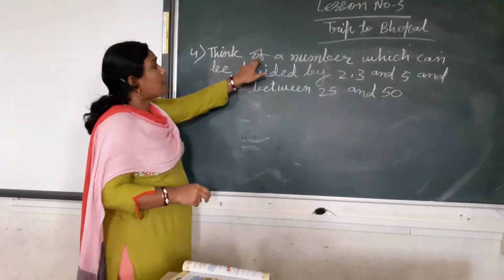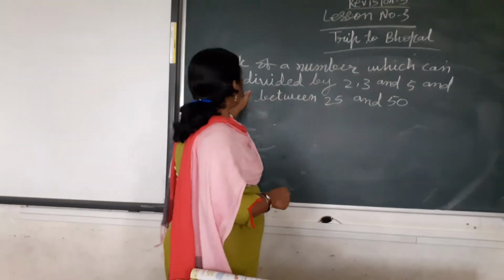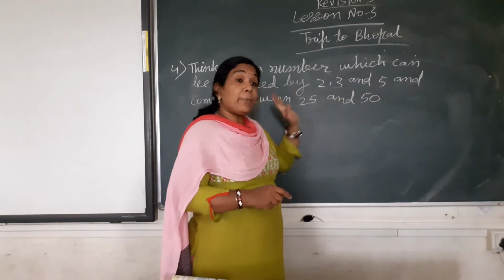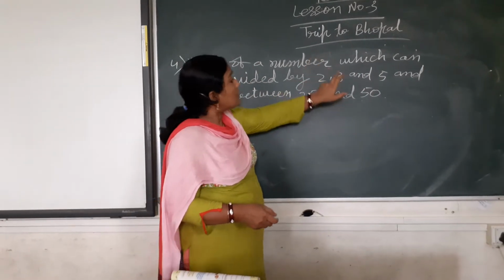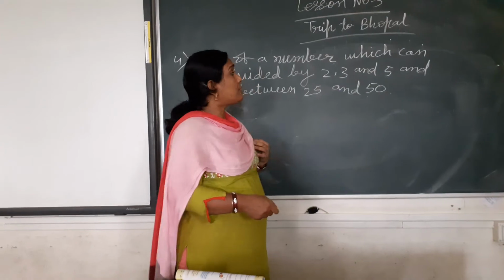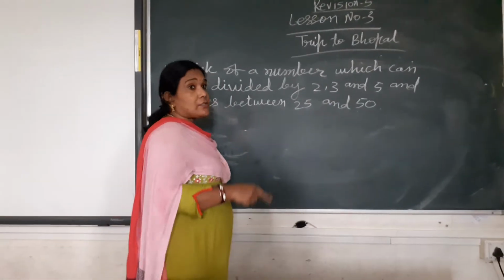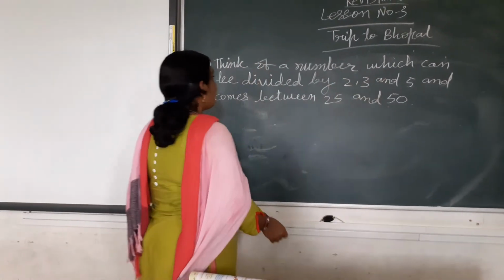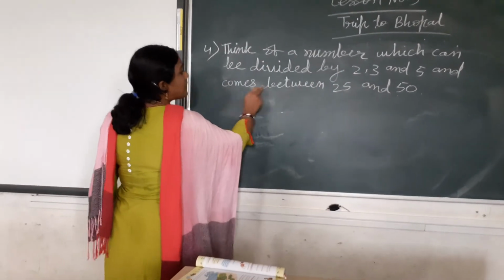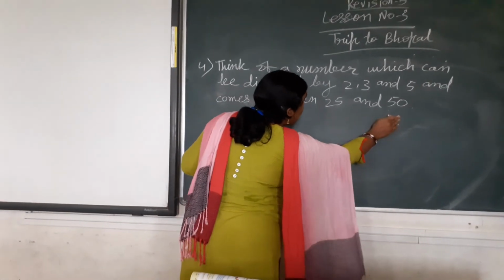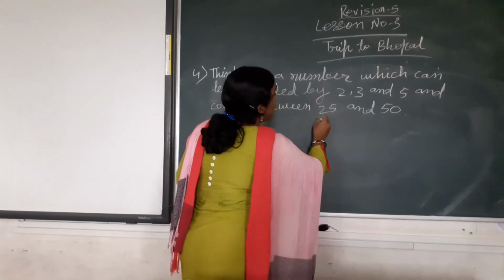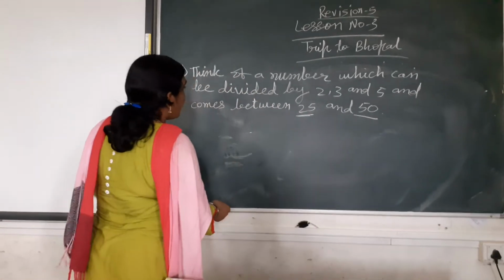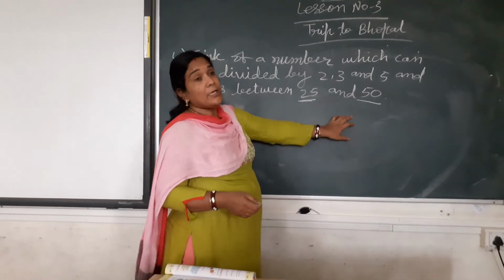Think of a number which can be divided by 2, 3 and 5. The number should be divisible by 2, 3 and 5, which means it should be in the 2 table, 3 table and 5 table. Also, that number should come between 25 and 50. So we have to think how to find the number between 25 and 50.